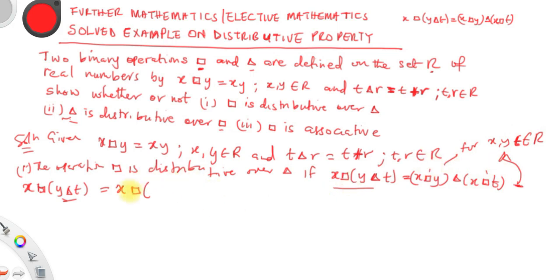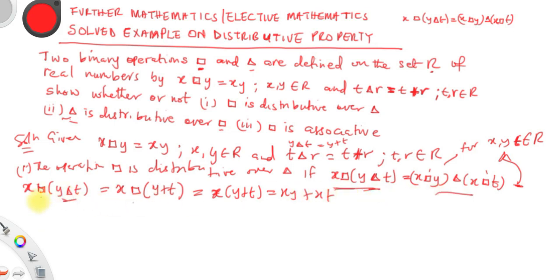Yes. So we take this one; we are taking the left hand side first. So you have x square, bracket, what is y triangle t? Y triangle t will be equal to y plus t. So this is what we have. And then x triangle (y plus t). So x square y is xy, so this becomes x into bracket y plus t, which is xy plus xt. Interesting. So we have finished with this one.